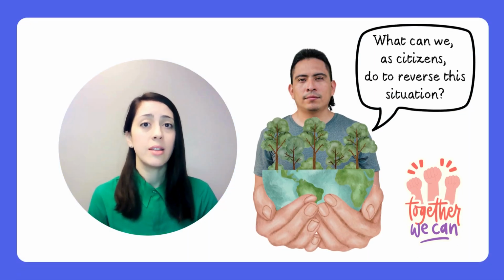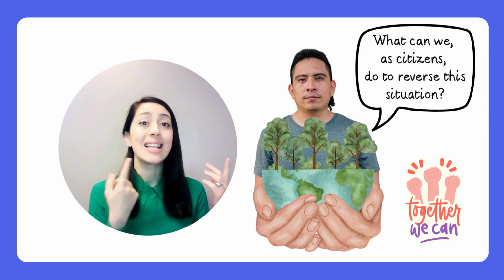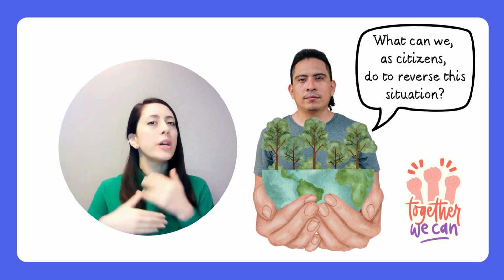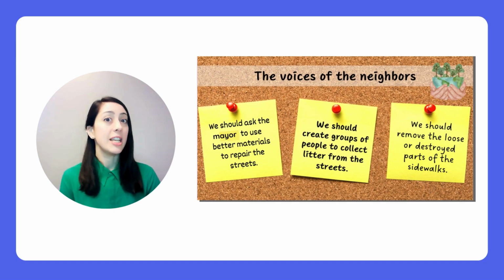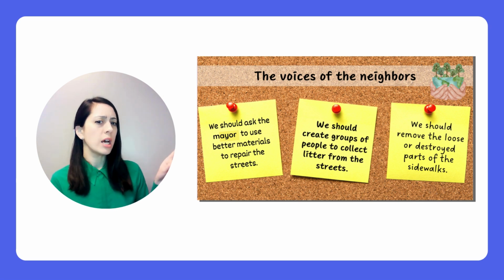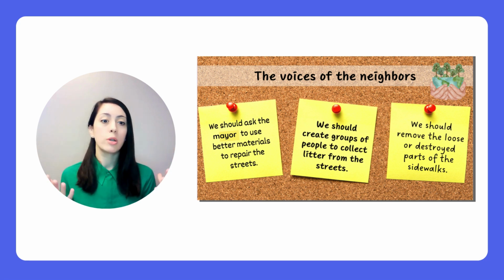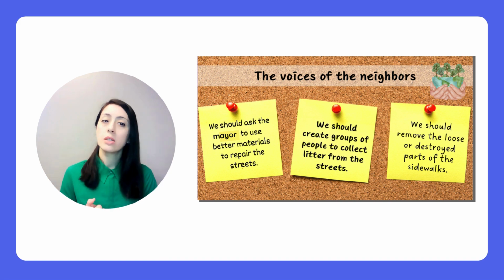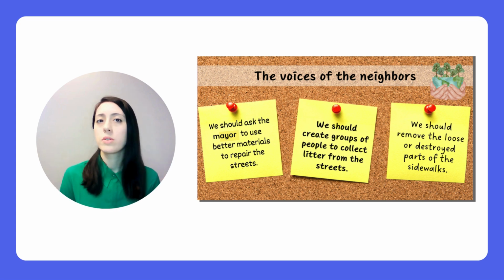As you can see, the city faces many problems. Federico asked himself, what can we as citizens do to reverse this situation? The neighbors answer Federico's questions. Let's take a look at their ideas. We should ask the mayor to use better materials to repair the streets. We should create groups of people to collect litter from the streets. We should remove the loose or destroyed parts of the sidewalks.